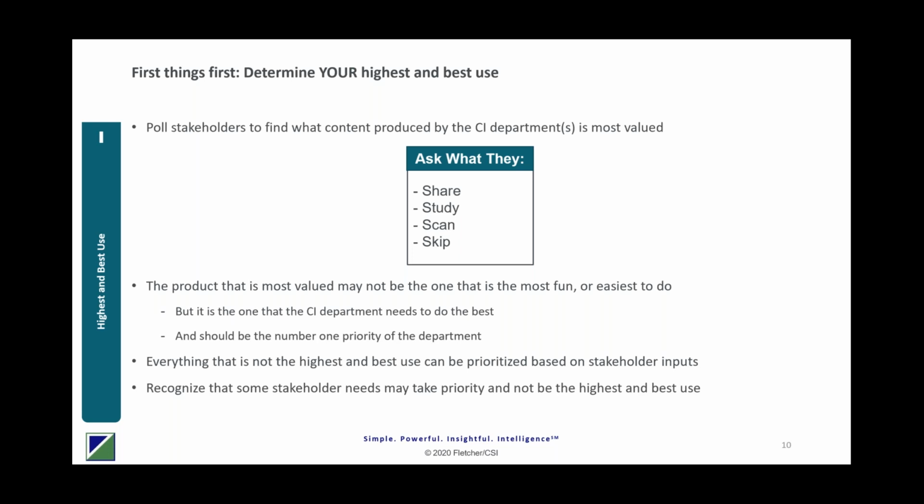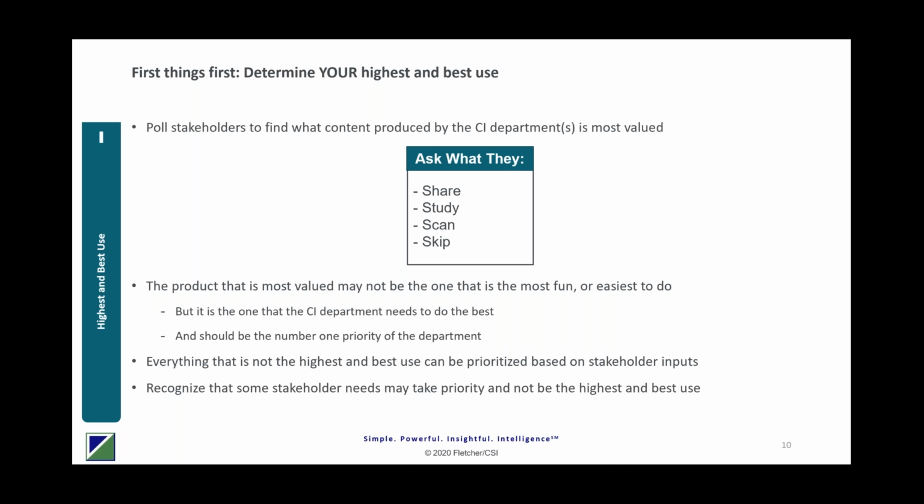Start this by looking at what you're currently delivering to your stakeholders and understand from them which of those apply to the various products you deliver to them. Understand also that what you most like to do, what's easiest for your CI unit to do, may not be what is the highest valued thing that your CI unit does. It is the one thing you should do more of.